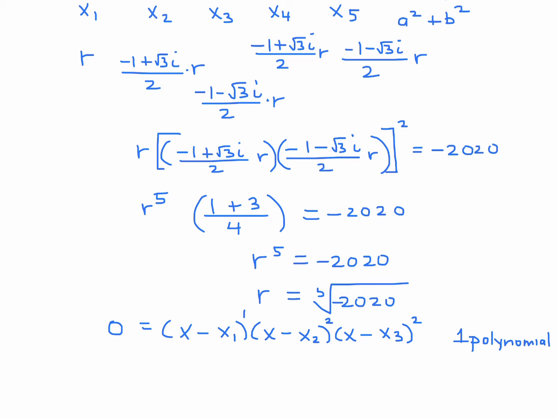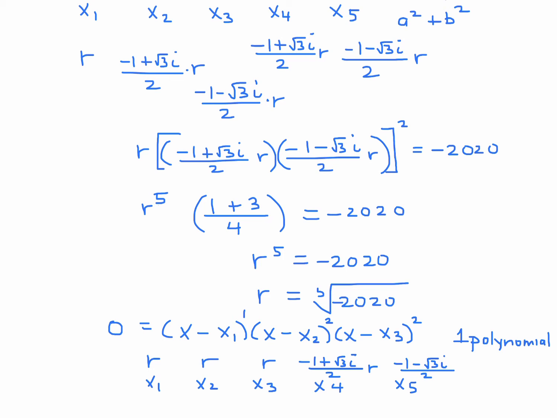And you can interestingly get the exact same result if you have the following. If you have r, r, r for x1, x2, x3, and if you have x4 as negative 1 plus root 3i over 2 times r, and x5 is the conjugate of that, negative 1 minus root 3i over 2 times r. If you do that and you did the multiplication, it would end up being the same.